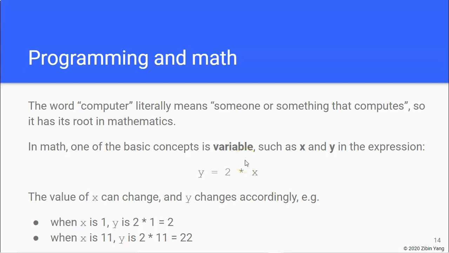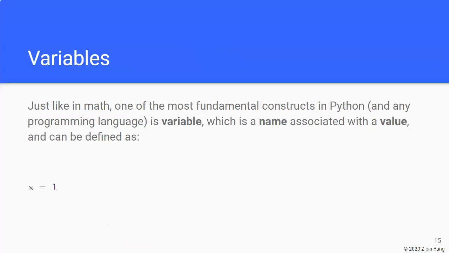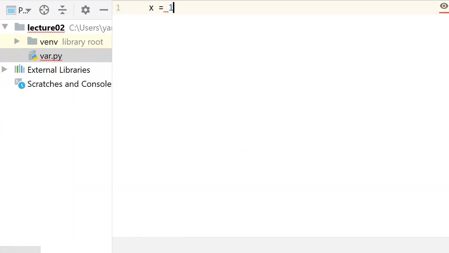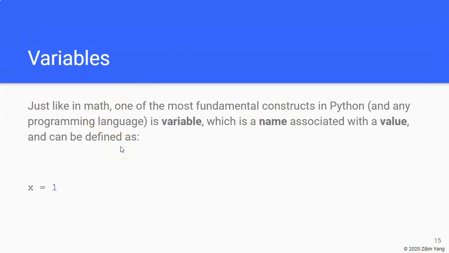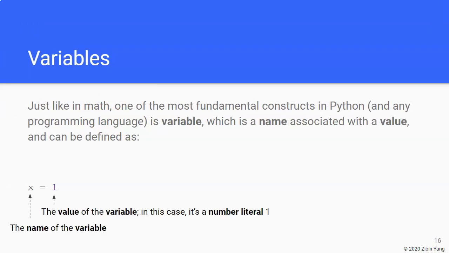And because programming has its roots in math, that means we can also define variables in a programming language such as Python. What a variable is, very similar to what it is in math, is that it's just a name that is associated with a value. And we can define it like this: x equals 1. Okay, so let's look at these three characters very carefully.